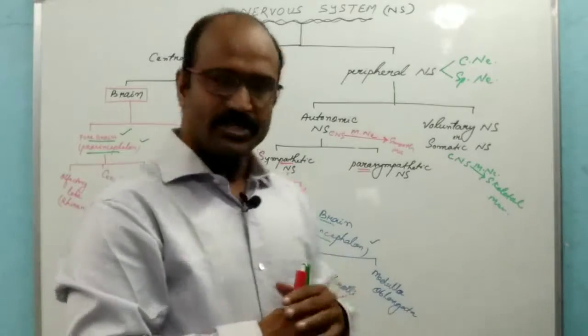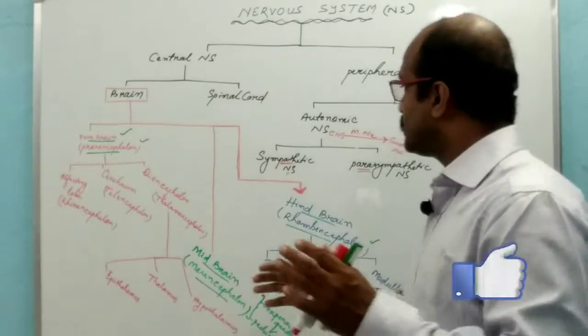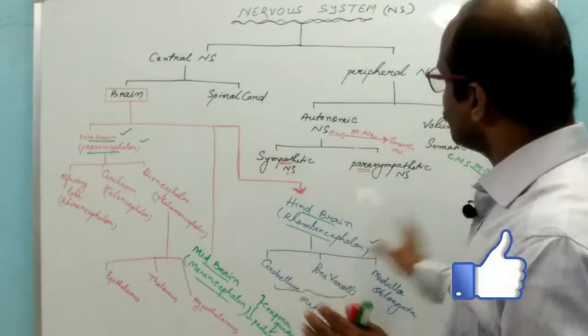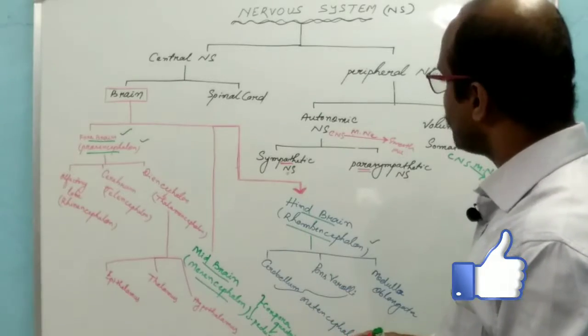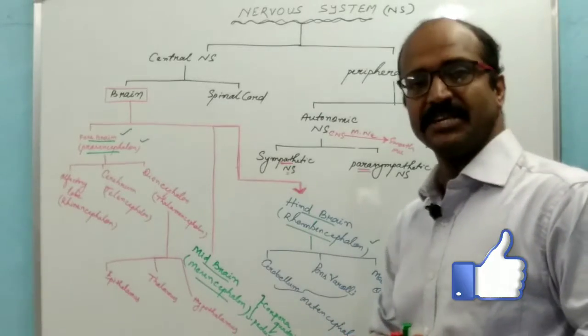So these are the different parts and different divisions of the nervous system found in vertebrates as well as humans.